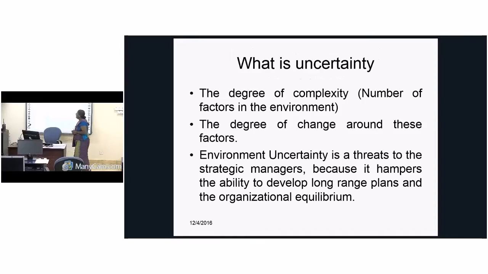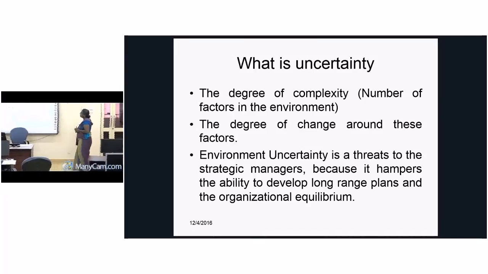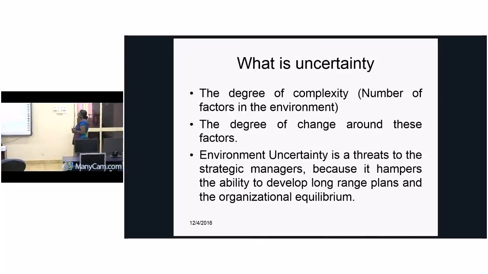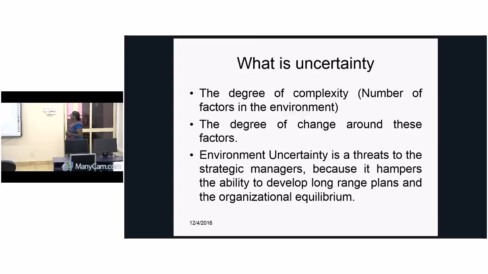Then what is uncertainty? Uncertainty is the degree of complexity and the degree of changes around these factors. So the first thing is the degree of complexity, in other words, the number of factors in the environment.